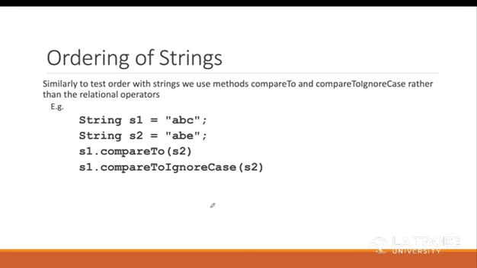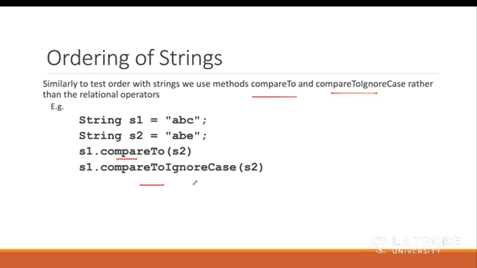Yeah, so now if you want to check ordering of the string, you know how we know that if two integers, I want to check if they are greater than or less than, etc. If you want to compare strings, then you use compareTo and compareToIgnoreCase rather than the relational operator. So you are not going to say less than or equal to, greater than or equal to, but instead for strings, we'll be using compareTo and compareToIgnoreCase for comparing your strings.